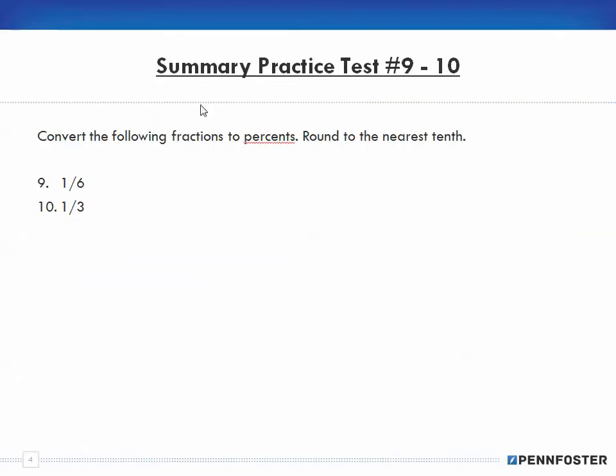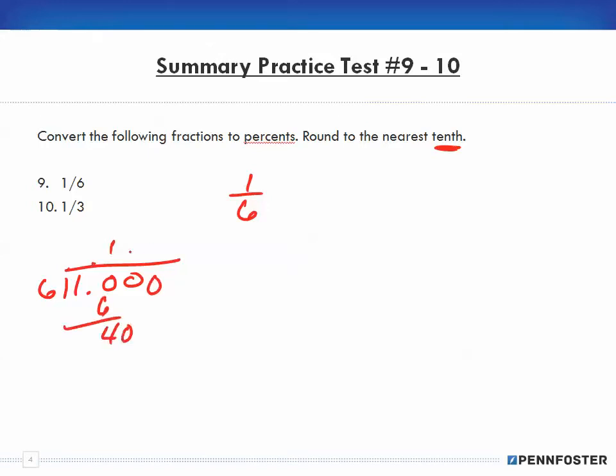Convert the following fractions to percents. Okay, and I'm going to round to the nearest tenth. So I have 1 over 6. Okay, so that is 1 divided by 6. I have to convert the fraction into a decimal. So 6 goes into 10 one time. That's 6. That's 40. That's 6 times 6 is 36. That's 40, so this is going to be repeating 666, okay?